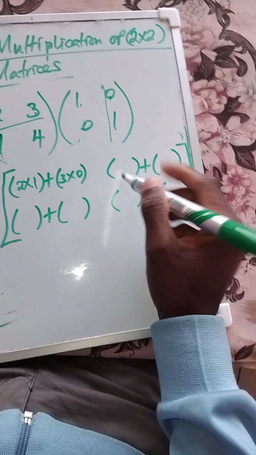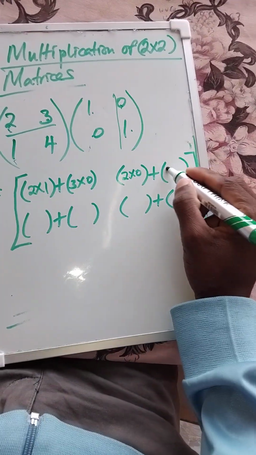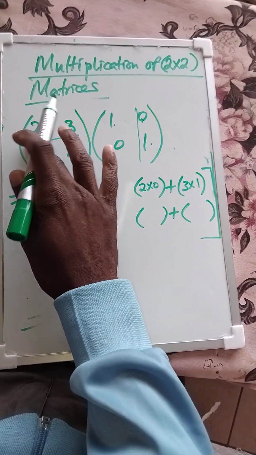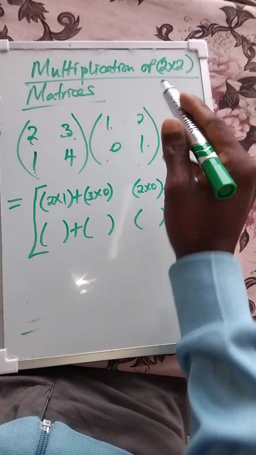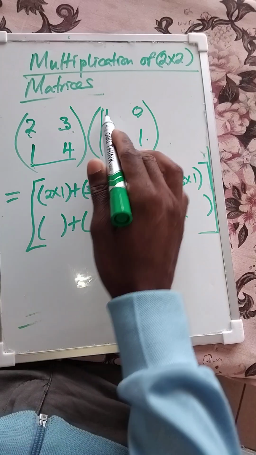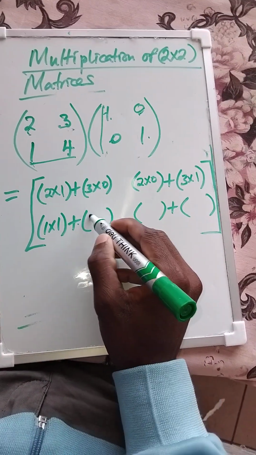2 times 0 plus 3 times 1. Ndizvoka. So takuya pana zvapera kaizvo takuti row by column first. 1 times 1 plus 4 times 0.